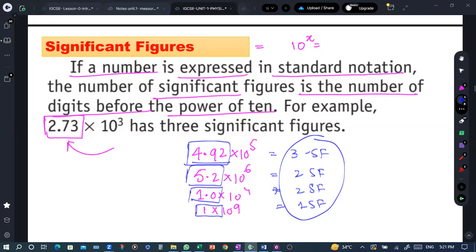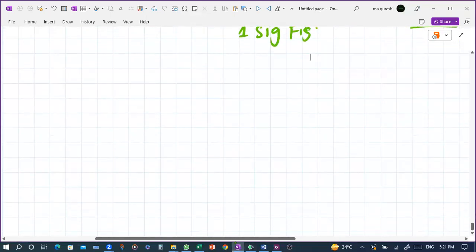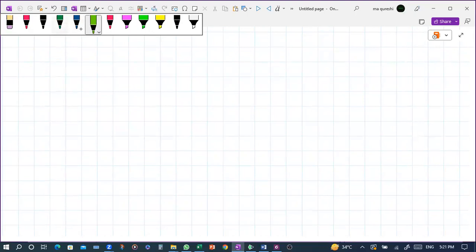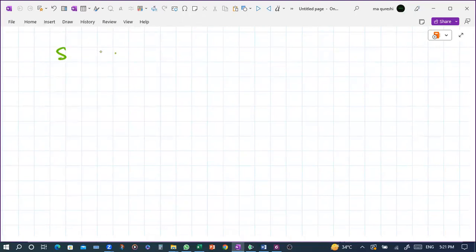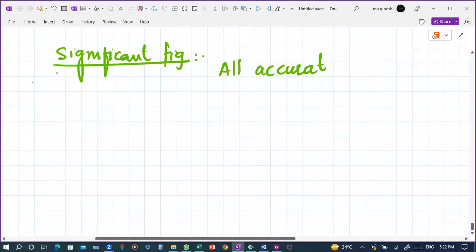Yes, sir. Good. So let's have an explanation for all that. As I told you, the significant figures are all accurately known. These are the notes, very important notes, a recap of the significant figures. You are requested to write it down, or if you take a screenshot when I complete, then in both ways it would be very helpful.